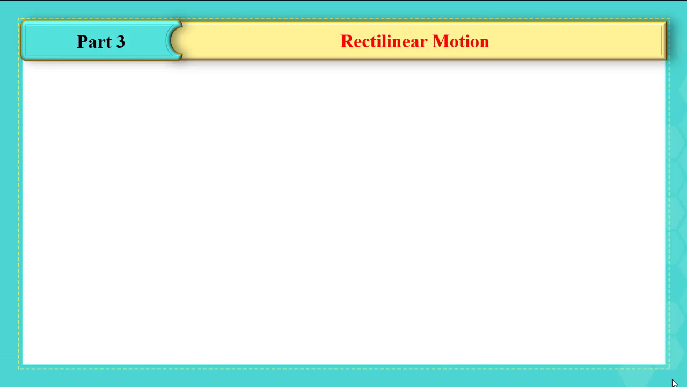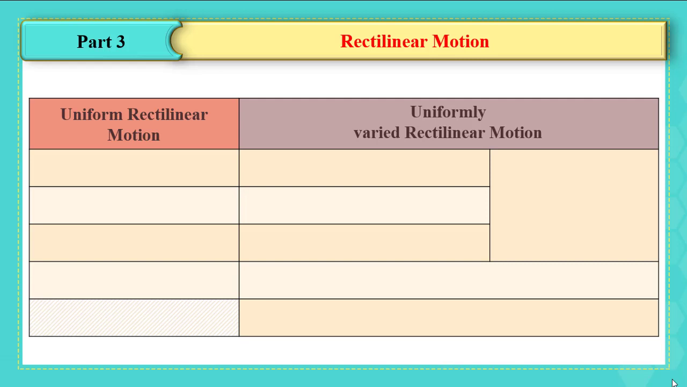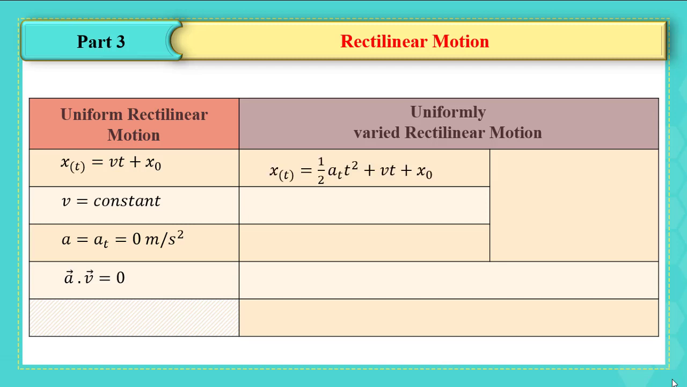In fact, the time equations of motion help us a lot in solving problems in Newton's laws. So let's remember, for uniform rectilinear motion, x equals vt plus x0, where v is constant, the acceleration, which is tangential, equals 0 meters per second squared, and a vector dot v vector equals 0. While in uniformly varied rectilinear motion, the time equation of x equals half a t squared plus v0 t plus x0, while v equals a times t plus v0, and the tangential acceleration is constant.